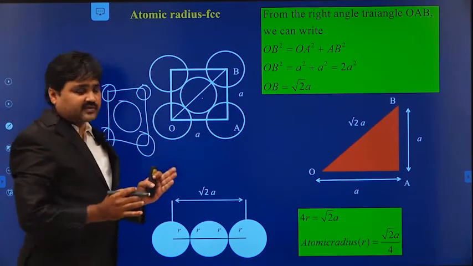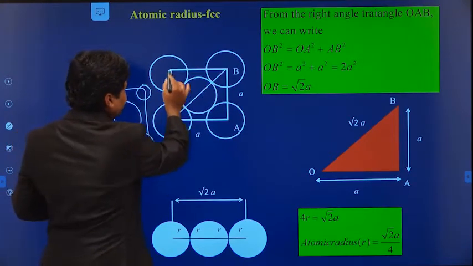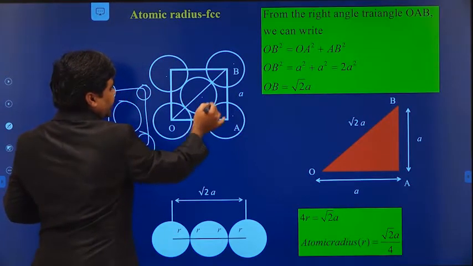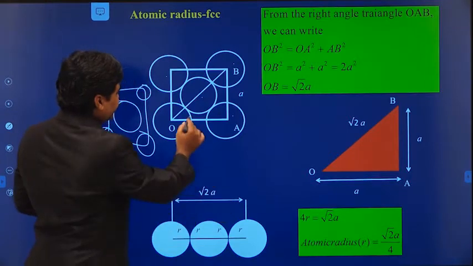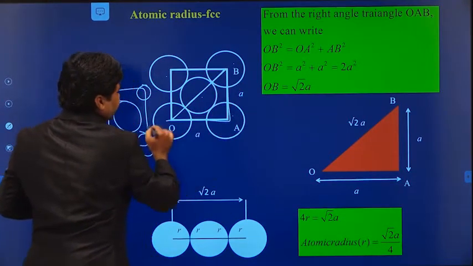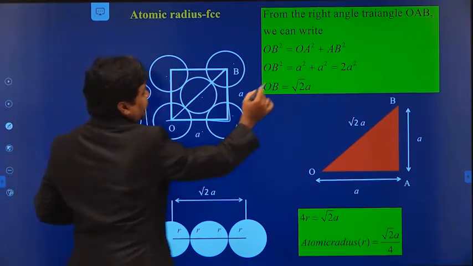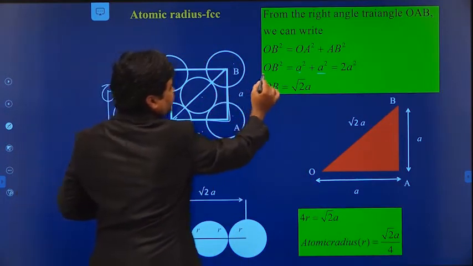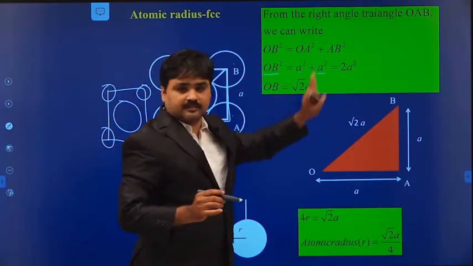One side, one face of this face-centered cubic structure. Here the atoms are located at the corners and one face center, because the atom is located at the center of the face. So here we need to calculate the atomic radius. In order to calculate the atomic radius, first I am going to take this right angle triangle OAB. Here the side equals a. This is one side and this is another side. If you take the hypotenuse, that is equal to OB. So OB square equals OA square plus AB square.